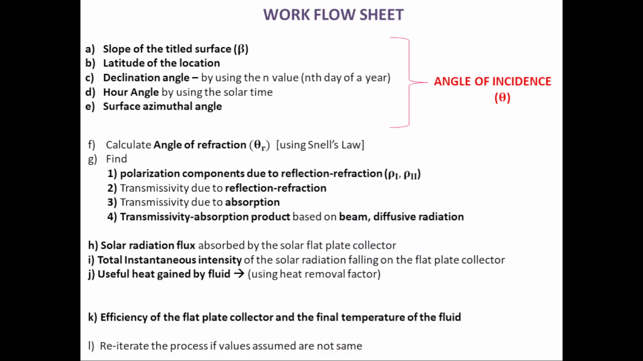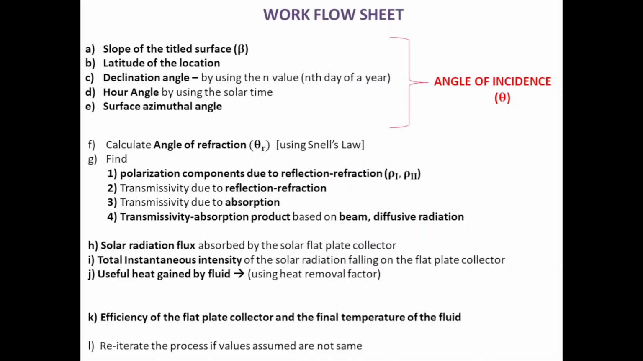So first, we calculate the angle of incidence through the 5 different solar angles: the slope of the tilted surface, the latitude of the location, the declination angle, which we calculate by using the nth day of the year in which particular day we are focusing, and then the hour angle by using the solar time or the local apparent time that is given to you in the question, and then the surface azimuthal angle, which is also given to you in the question. These are all given data except the declination and the hour angle.